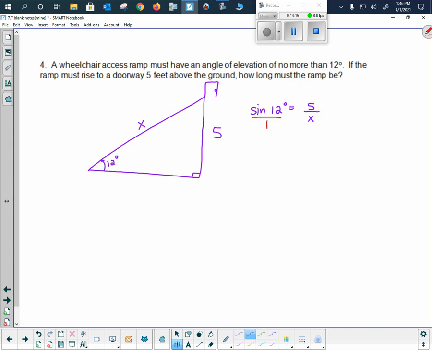Putting this over 1 and cross multiplying, I would have x sine 12 degrees equals 5. I need to divide both sides by the sine of 12 degrees. So 5 divided by the sine of 12 degrees is the exact answer I have to see from you before you give me your final answer of 24.05 feet. All right, so keep drawing those pictures, going through what makes sense logically. Good luck.